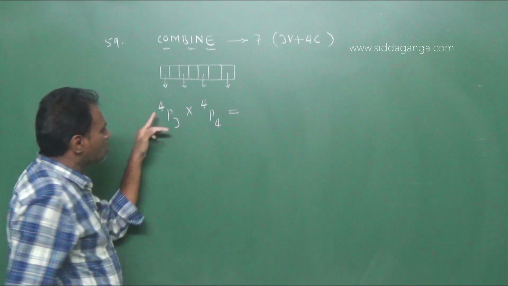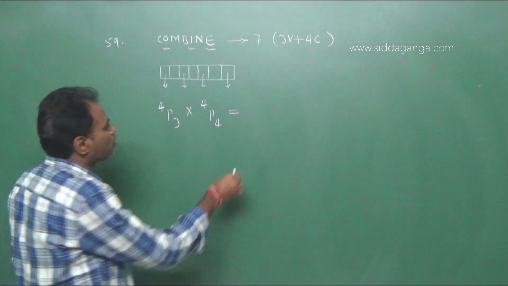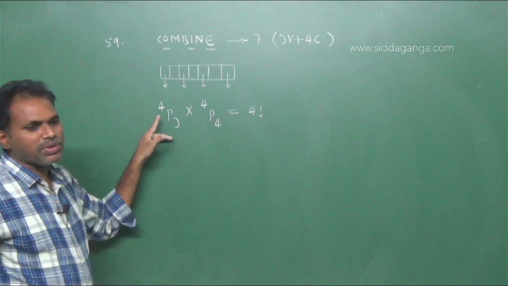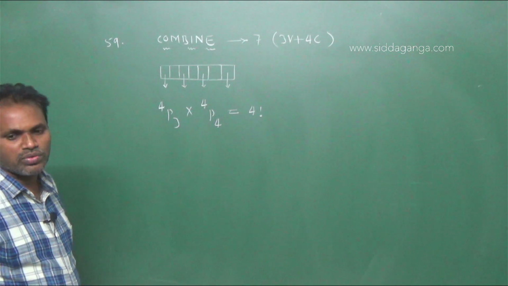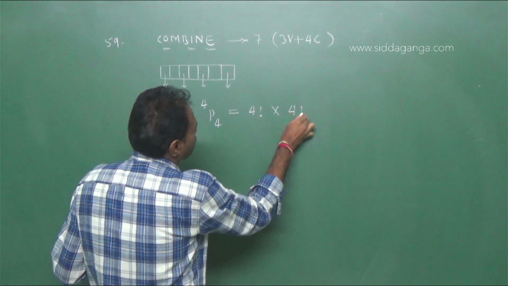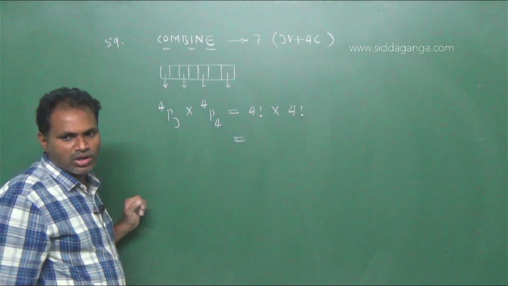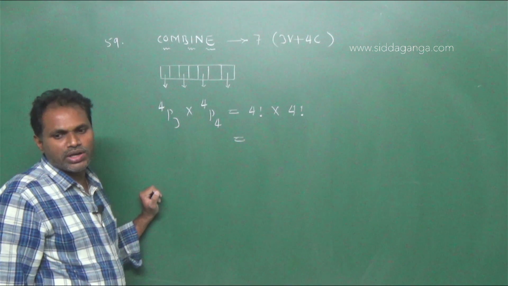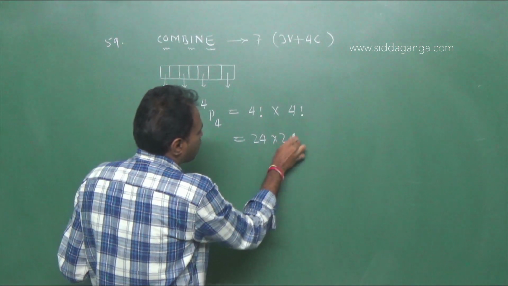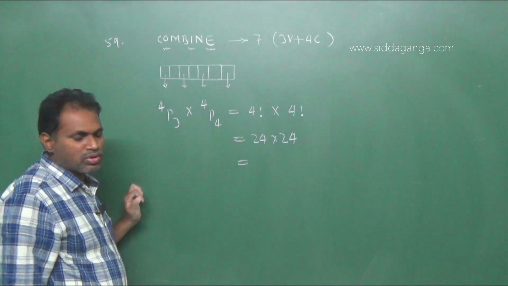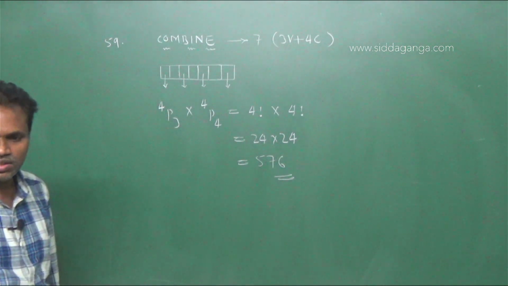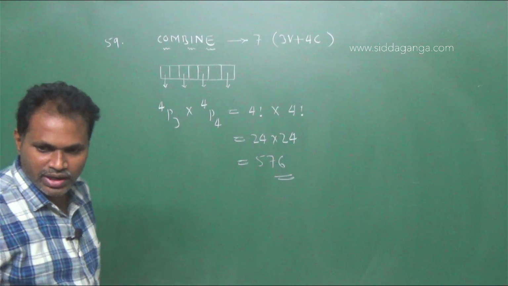It is equal to 4P3 into 4P4. 4P3 means 4 factorial by 4 minus 3 factorial, that is 1 factorial, which means 4 factorial. 4P4 is also 4 factorial. 4 factorial means 4 into 3 into 2 into 1: 4 into 3 is 12, 12 into 2 is 24. So 24 into 24 is equal to 576. Therefore, option 4 is right. Next question.